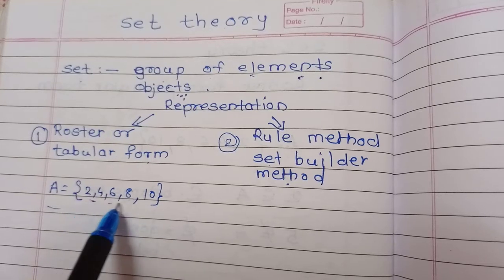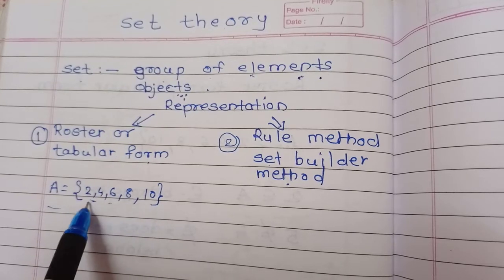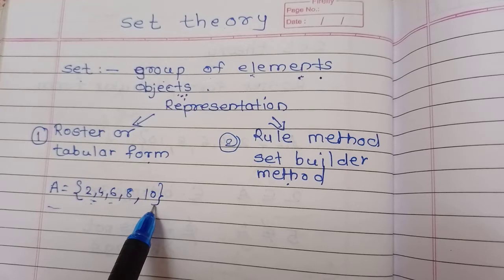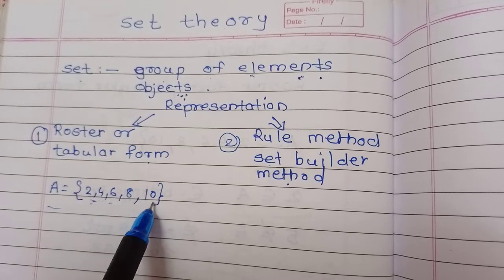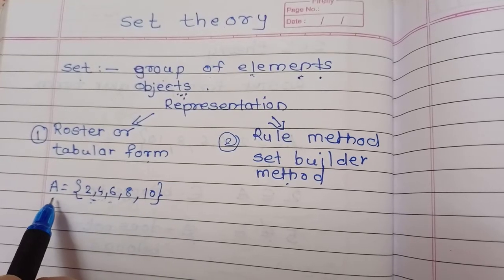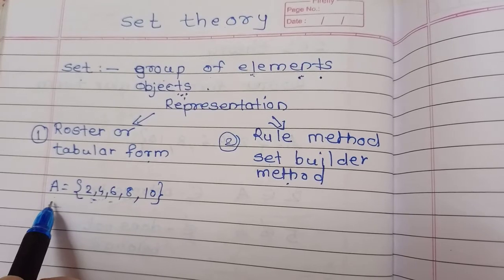Here we are listing all the elements carefully within curly brackets, and also I am giving commas. That comma helps you to separate the two elements. So this is the tabular form where we are listing all the elements of set A.